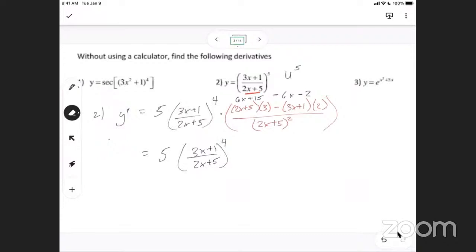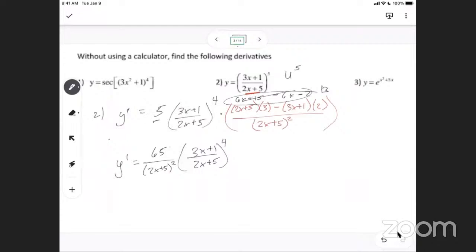So actually, let me erase this. This is probably the better way to write it. Hold on one second, let me clear my screen off here. I've got something on it. So the better thing to do is, what was that, 13? 13 times 5 is 65. So writing it like this, 65 times 2x plus 5 squared, that's better. I just combined those together. This was 13 right here, and I just did 13 times 5, and then I put this in the denominator. That looks nicer.